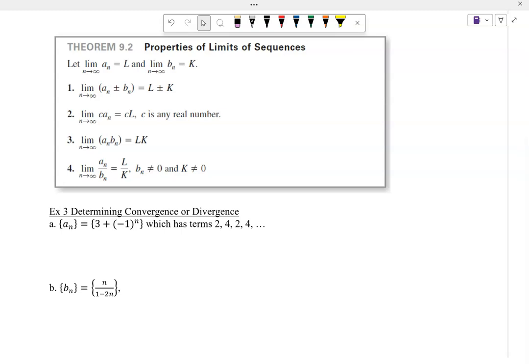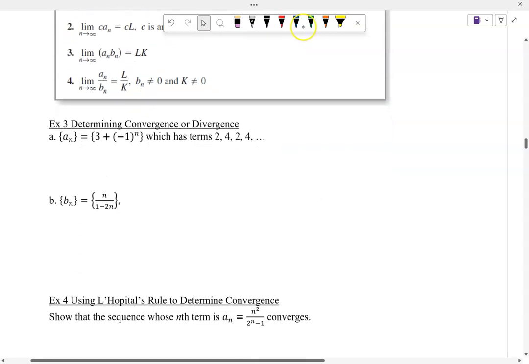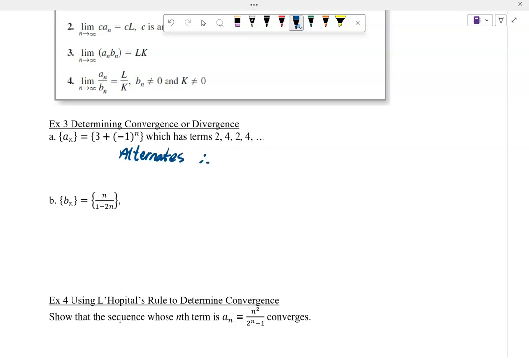All right, let's look and determine the convergence or divergence. We had this one earlier when we were introducing them, right? And it was 2, 4, 2, 4. Does this converge to a number? Good, it does not. So it alternates, right? Or oscillates. Therefore, the limit as n goes to infinity of the sequence does not exist. And the sequence diverges. In other words, the sequence is divergent.